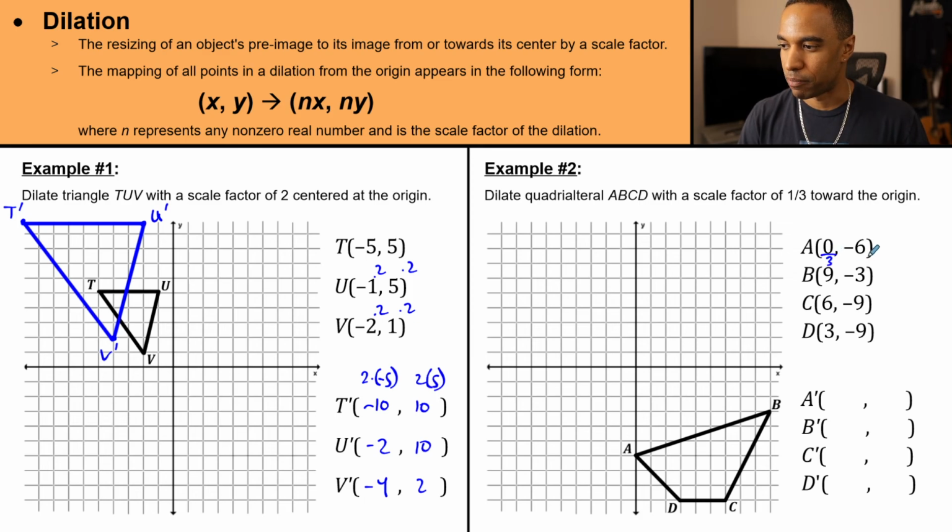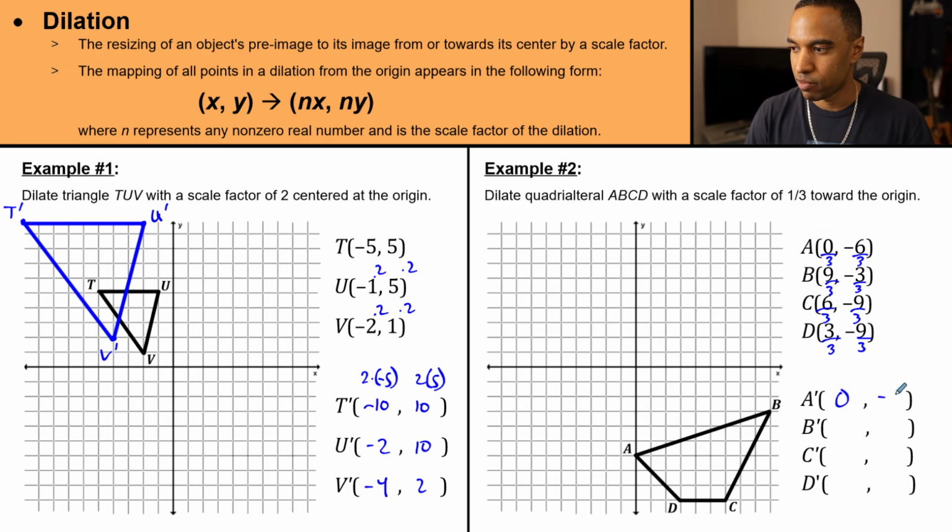So I'm just going to write them right here. Divided by 3, divided by 3, divided by 3, divided by 3, divided by 3. Thankfully, all these numbers are divisible by 3. That's not always the case. You've got to rough it out sometimes. 0 divided by 3 is 0. Negative 6 divided by 3 is negative 2. This is 3 and negative 1. This is 2 and negative 3. And this is 1 and negative 3.